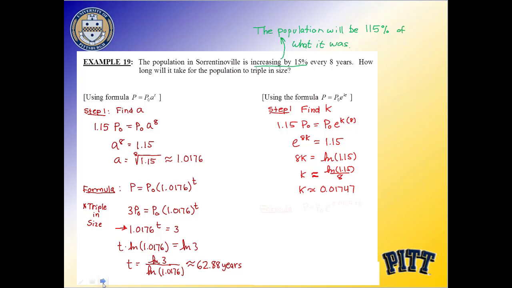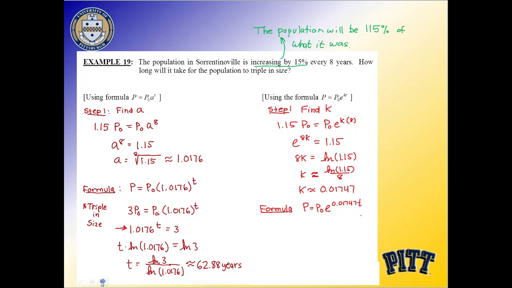So my formula that I'll be using is going to be p equals p sub 0 e to the 0.01747t. Now, as a side note to this, if you would actually do e to the 0.01747, you would get about 1.0176, what we had in the previous one. So that's why it doesn't matter so much. The only thing that's different here is that we are forcing an exponential base of e, whereas in the other one we were allowing any exponential base to be used whatsoever. But it's going to be the same thing.